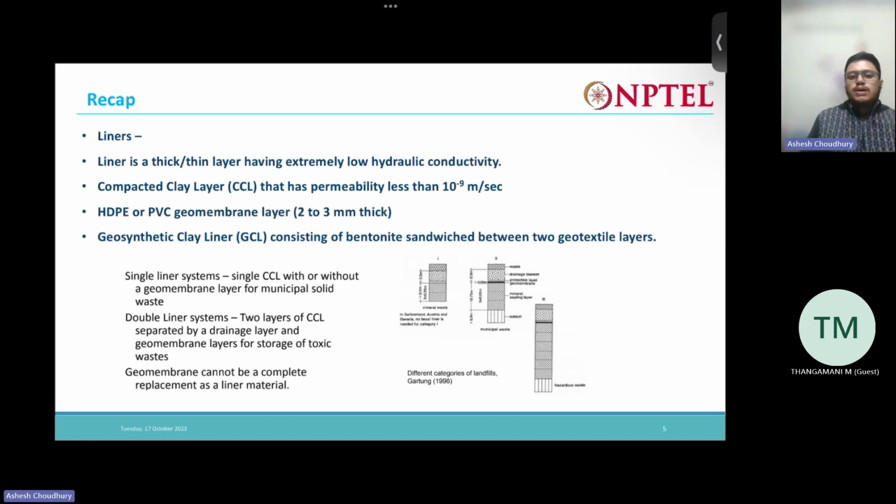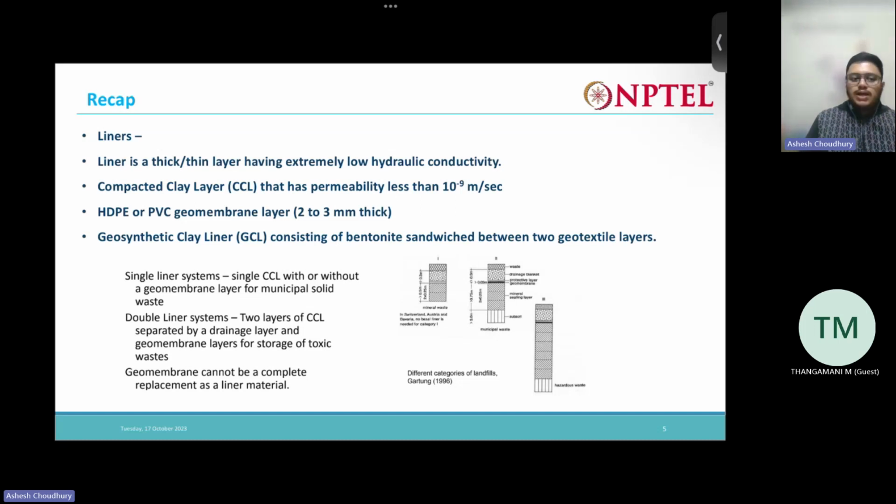Okay, so what happens in reality? A very minute amount of gases and liquid do pass, mainly gases, but that amount is very little. This is because hydraulic conductivity is kept very low. A compacted clay layer is also used sometimes. A highly compacted clay layer is sometimes used as a liner in place of this geosynthetic material. So that also serves as a liner.